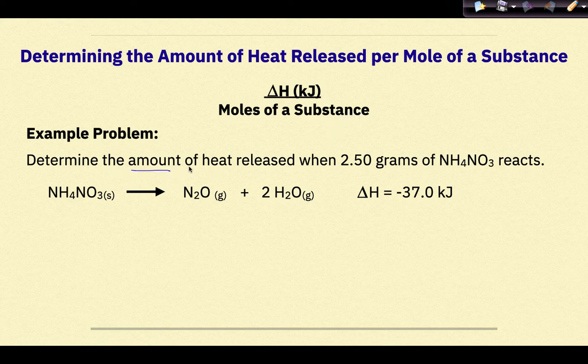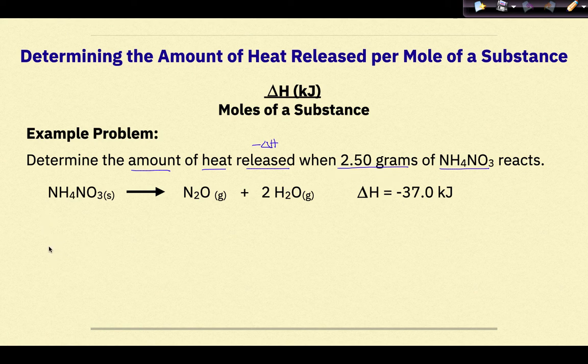Determine the amount of heat released. So automatically, seeing that word released means that we're going to have a negative delta H involved somewhere when 2.5 grams of ammonium nitrate reacts. We're given two pieces of information: a balanced chemical equation and a delta H value. Remember, when in doubt, always start with any number that is given to you.